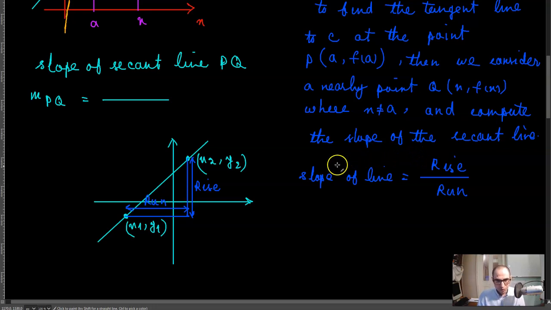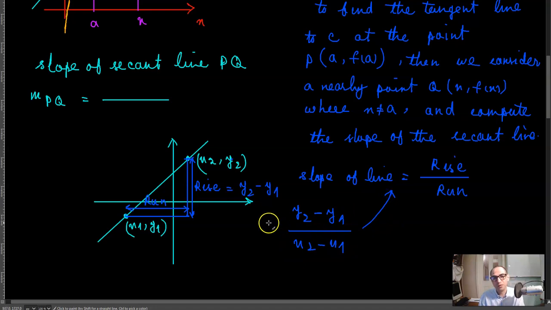Assuming that we understand this, how do I compute the rise? The height over here is y2, and the height over here is y1, so y2 minus y1 would be this distance over here. The x coordinate over here is x1, and the x coordinate over here is x2, so this distance would be x2 minus x1. So if I calculate y2 minus y1 and divide that by x2 minus x1, this is going to be the slope of this line.